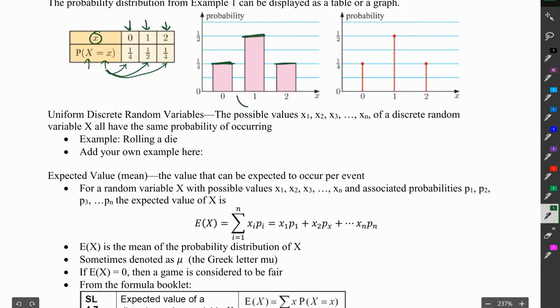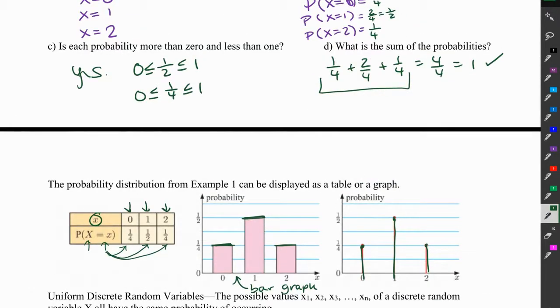This is called a bar graph because there are gaps between the bars. Okay, so bar graphs have gaps. If there's no gap, it's called a histogram. We can also graph it as a type of bar graph that is a line graph, so we put the points and we draw the lines back down. So these are all ways we can describe our probabilities: as a table or a graph, or as we did up here, we just listed them out.